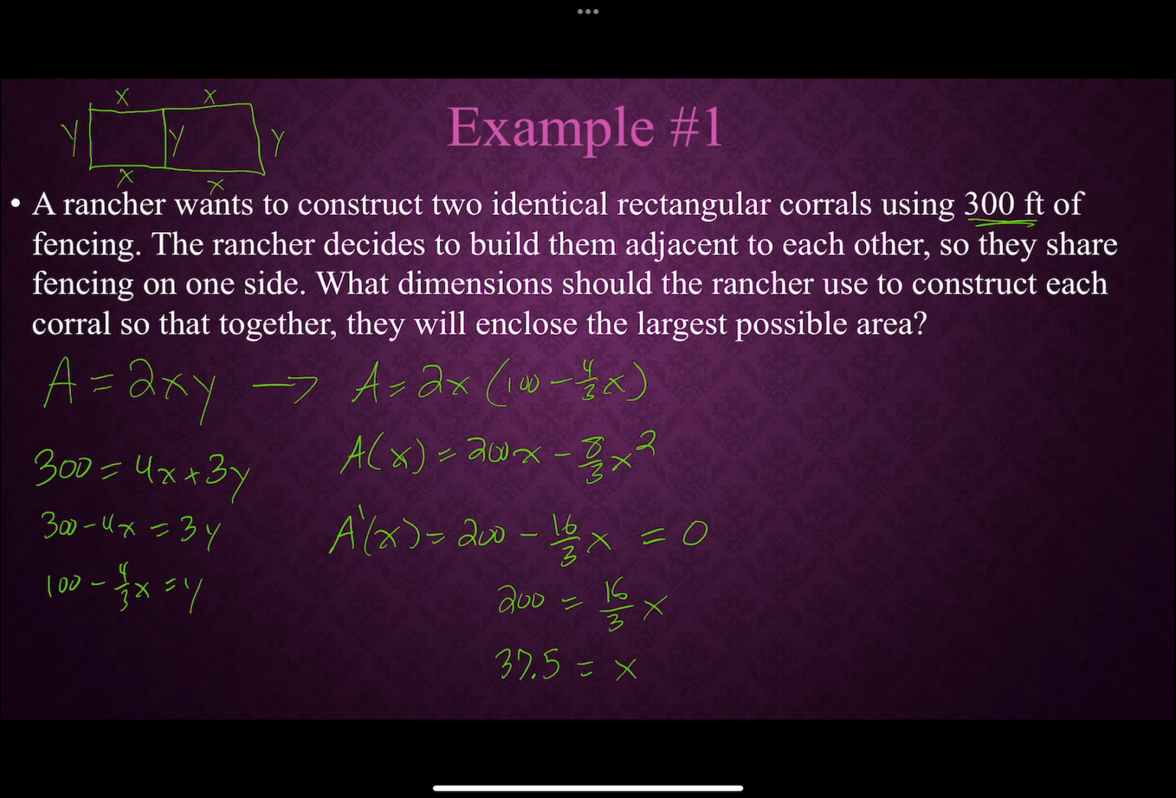When we fill that back in, y would equal 100 minus 4/3 of the 37.5, which is going to give us exactly 50. And they gave us units, so we have to say 50 feet for both of those. So what are the dimensions? We're going to need the y components. The horizontals will be 50 feet, and each corral will have 37.5 feet, a total length of 75 feet when you put the 2 x's together.